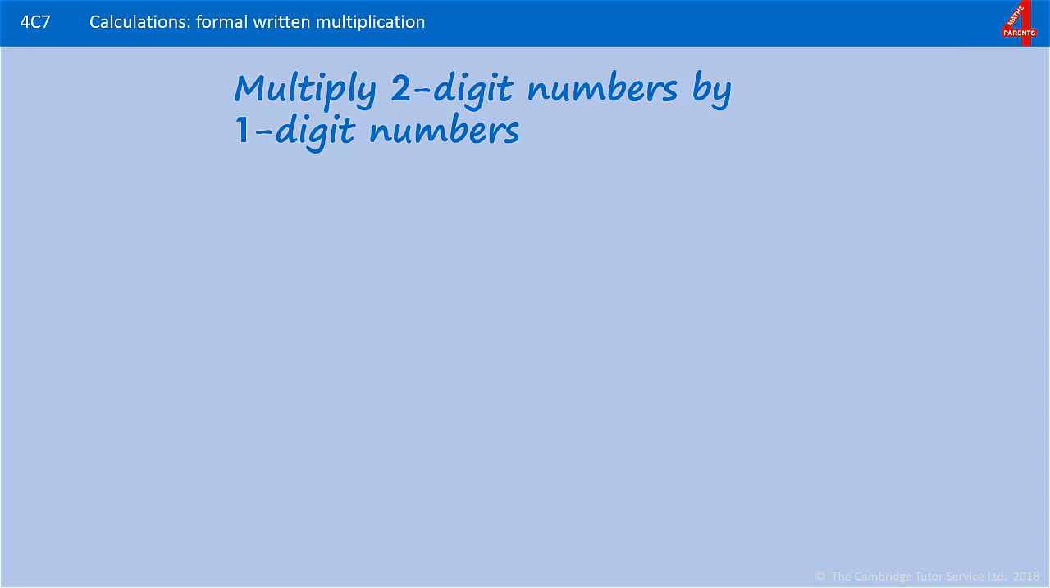This video introduces more formal written methods for multiplication. This method follows on from the grid method. We're going to start by multiplying two-digit numbers by one-digit numbers.